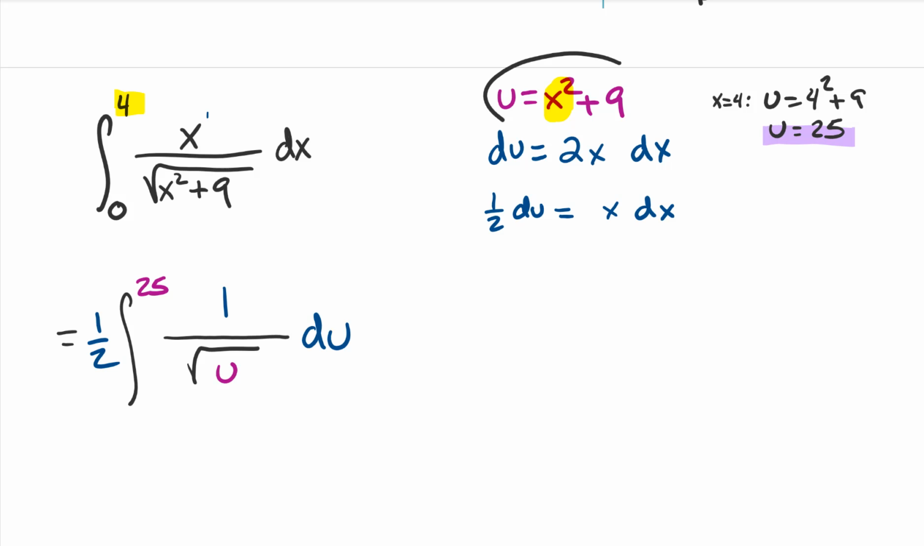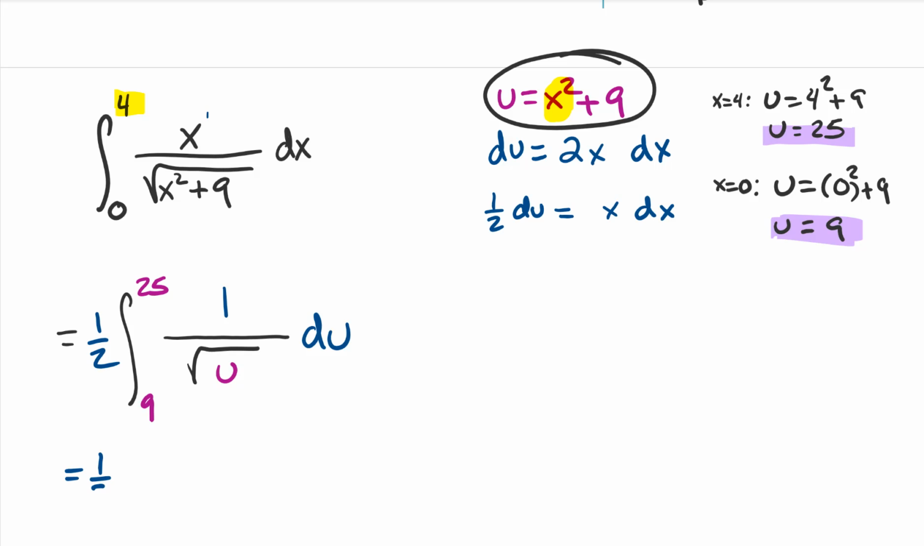And we're just using this here. When x equals 0, u is going to equal 0 squared plus 9. Therefore, u is going to equal 9. So we'll take that 9 and pop it on over into our new bounds. Now we're done. Now we never have to go back to x's again. We can just solve it. We put it into a better way for us to integrate.